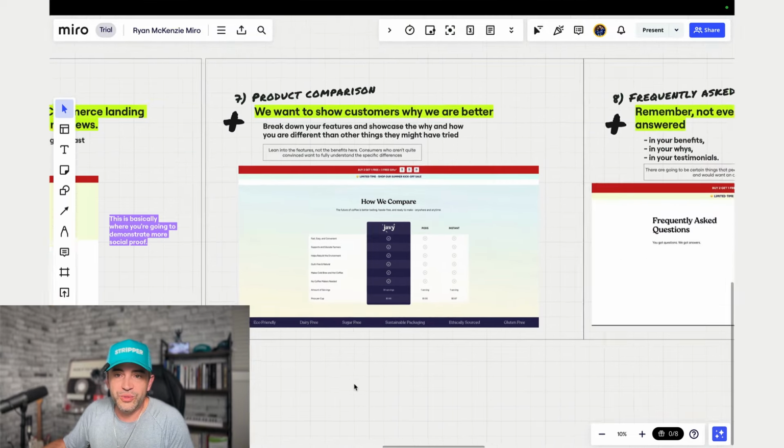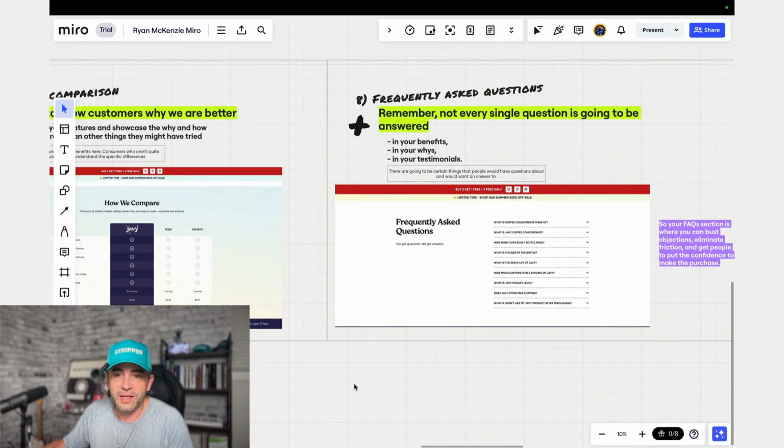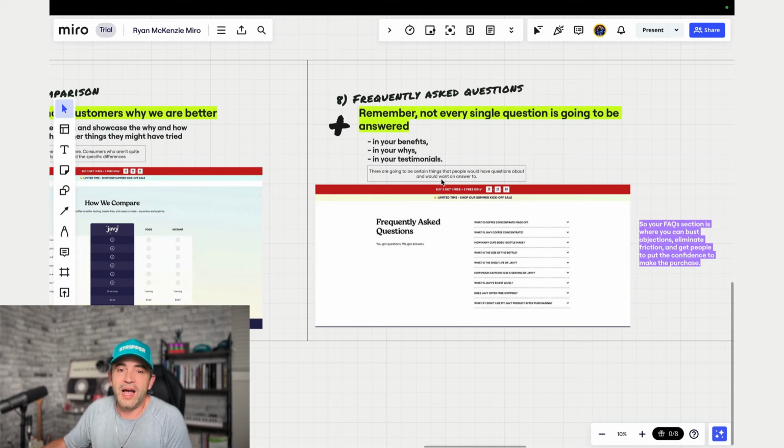All right, on to number eight. And this is super important. It's the frequently asked questions. Every single question is not going to be answered in your landing page leading up to this point. They're not going to be in your benefits. They're not going to be in your whys. They're not going to be in your testimonials. Sometimes people are going to have questions that just aren't answered, and they're going to need to know them in order to make a purchase.